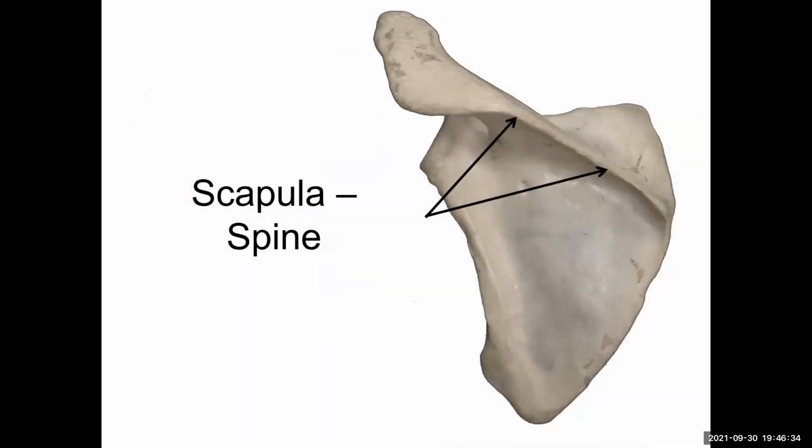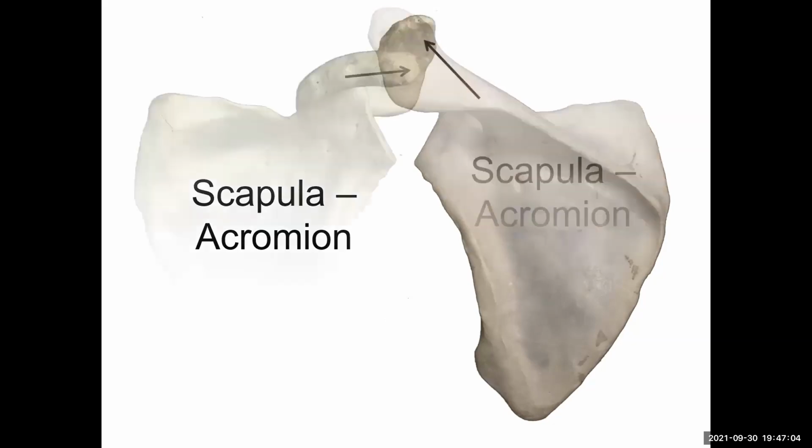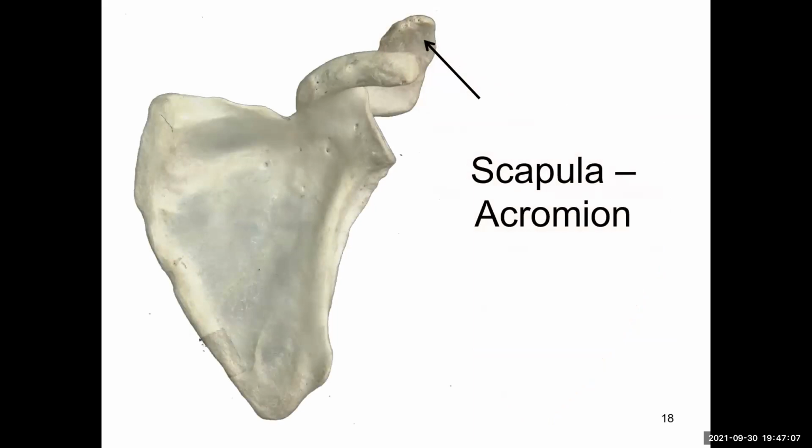So back to our posterior view of the scapula here, you can see that raised prominent structure. That is the spine of the scapula. And where it ends there, you have what's known as the acromion, also known as the acromial process. And that structure is going to articulate with the clavicle and will form the acromioclavicular joint. You'll see this is the acromion from the anterior view there. The acromion is going to be more of a posterior structure on the scapula there.